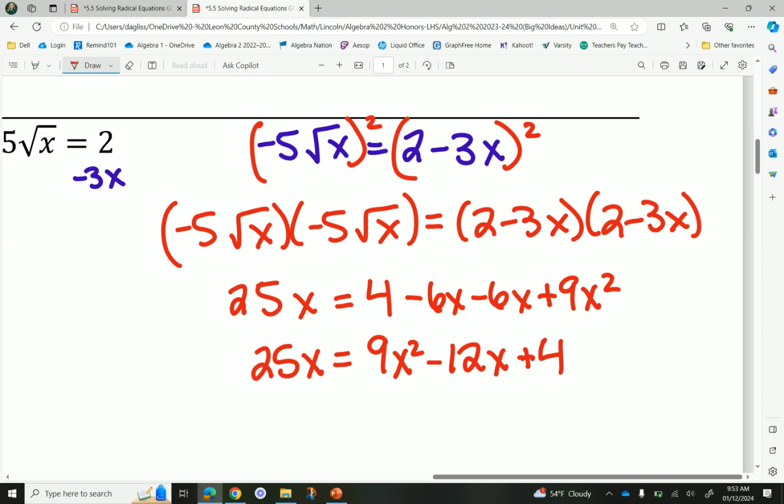Okay. So we have a quadratic, right? Yes, I'll give you that. Some of you are still writing it down.